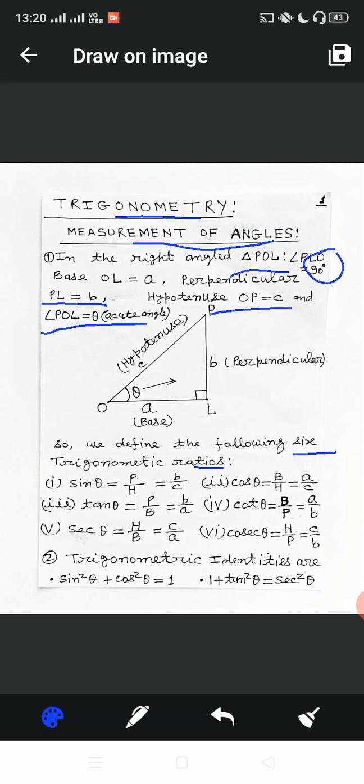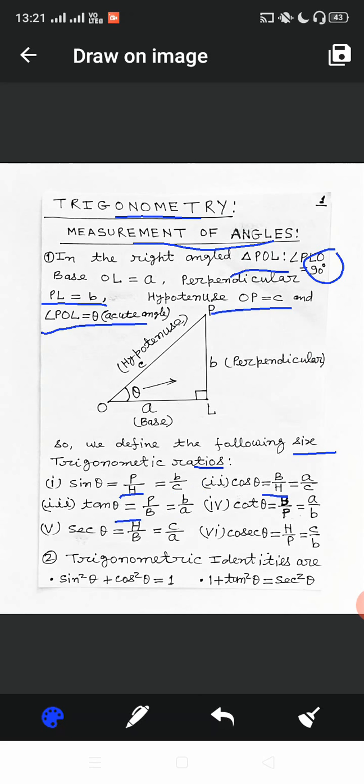First, sin theta equal to perpendicular by hypotenuse, this is equal to B by C. Second, cos theta equal to base by hypotenuse, this is equal to A by C. Third, tan theta is equal to perpendicular by base, this is equal to B by A.